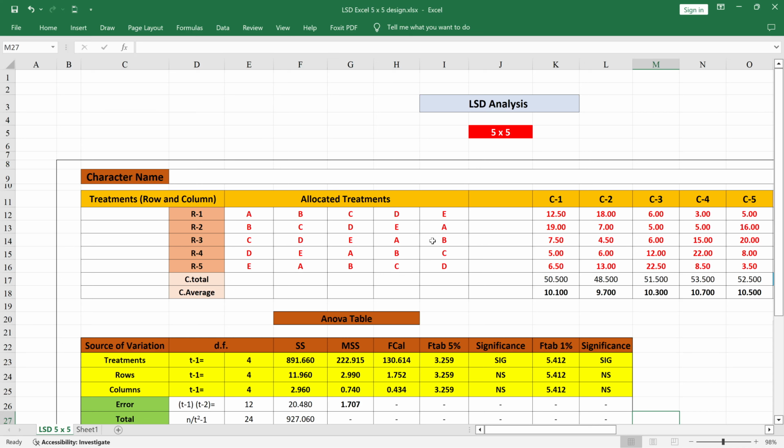Hi friends, this is a very important topic. Today we are going to learn Latin square design analysis. You learned all the theoretical part about the Latin square design, right? So we need to apply that theoretical part in Excel, so it's easy to do the analysis of your research data.